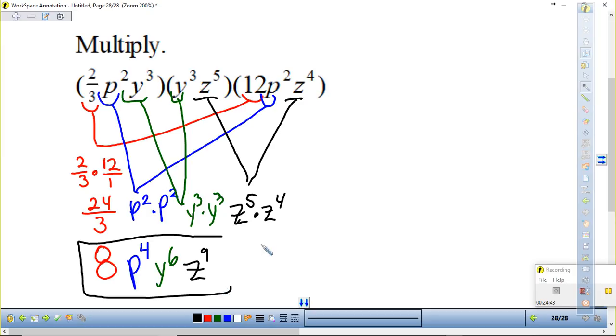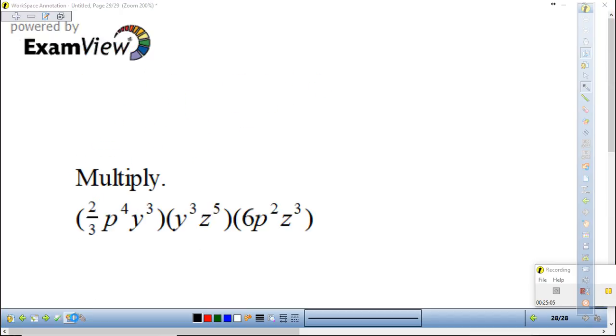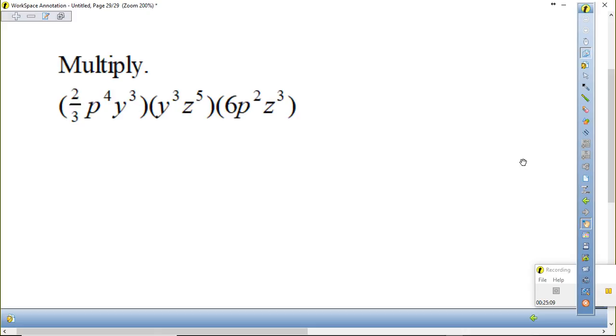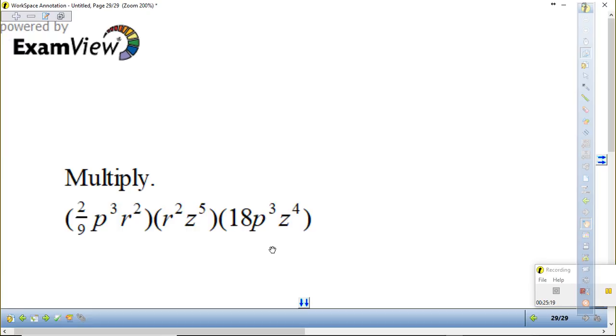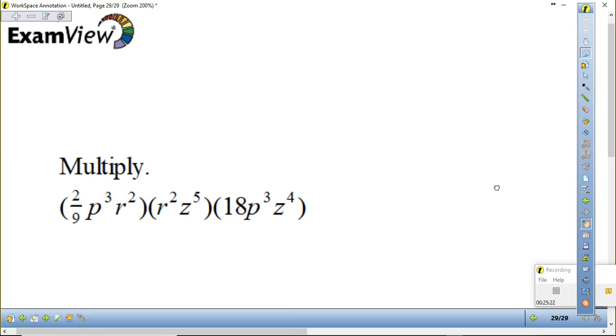Do this next one by yourself. Remember, numbers times numbers, variables times variables. There it is. Copy that. Oh, wait. No, it's too similar. Hold on. Let me change the values. There you go.